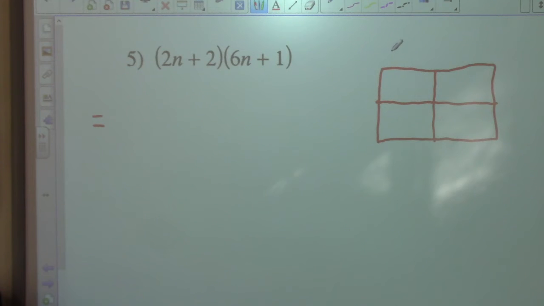So anyway, you take this 2n plus 2 right here, and it goes over here on top. Then over on the side, what are you going to put? 6n and 1. And so you just multiply together in the space where they intersect. So you have 6n times 2n, which is 12n squared.